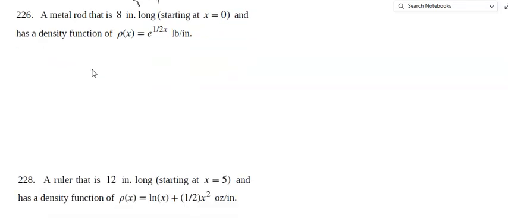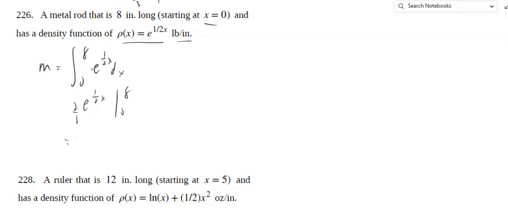Another example, a metal rod that is 8 inches long starting at x equals 0 and has a density function. Again, the units are matching. We say the mass is the integral from 0 to 8 of e to the 1/2 x dx. And we know what that is: e to the 1/2 x divided by a half, or multiplied by 2 over 1, evaluated from 0 to 8. That is 2 times e to the 4 minus e to the 0, which is 1. And that's basically it.